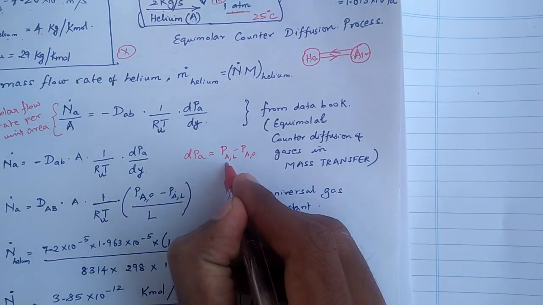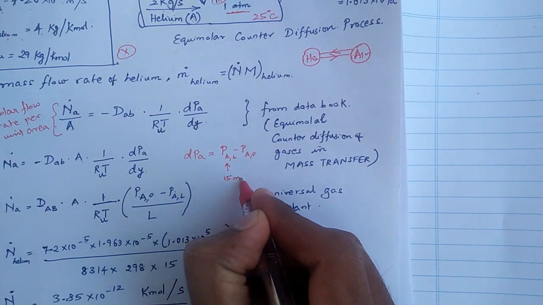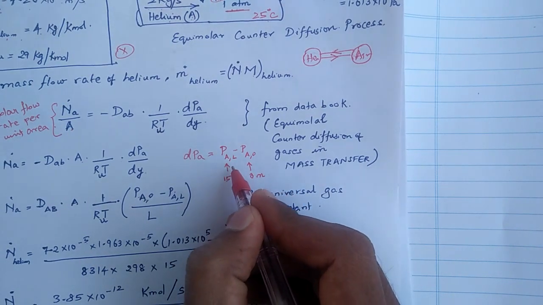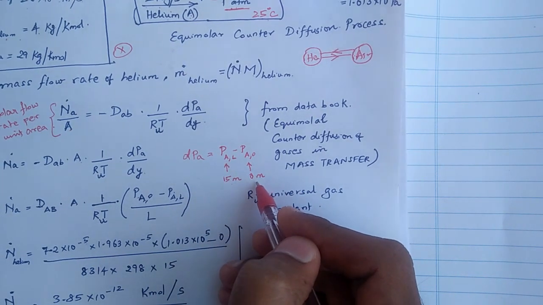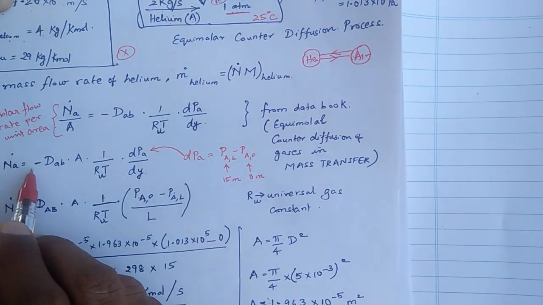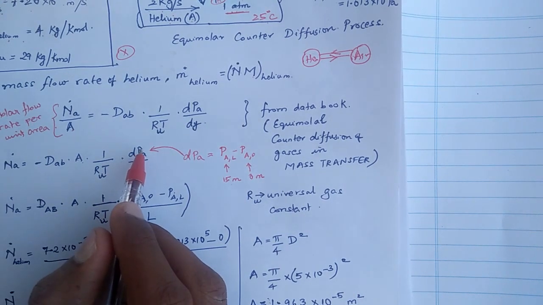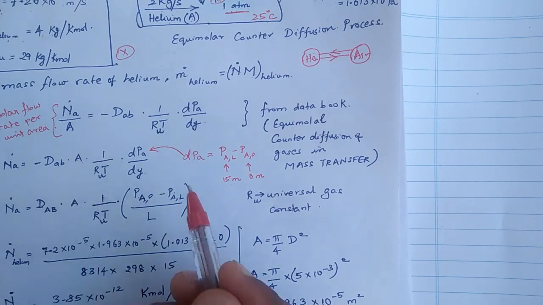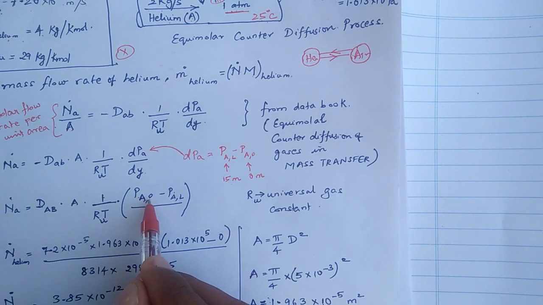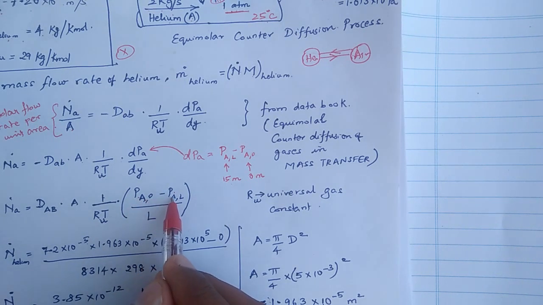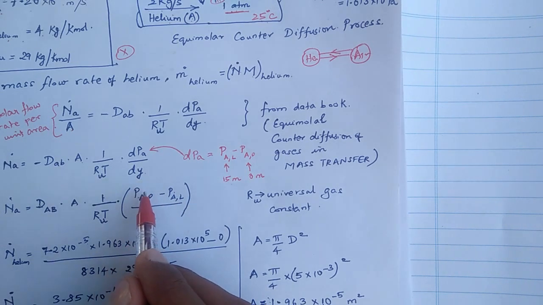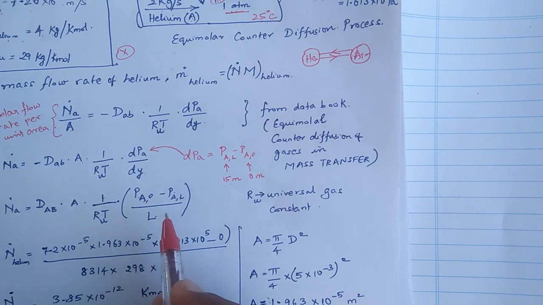So this is the pressure at 15-meter height, and this is the pressure at 0 meter. That is the pressure of helium at 15 meter and the pressure of helium at 0 meter. So when you substitute this dPA here and multiply this minus sign, you will be getting this value, that is pressure of helium at 0 distance minus pressure of helium at a distance L meter, divided by the distance, that is 15 meter, the height of the tube.